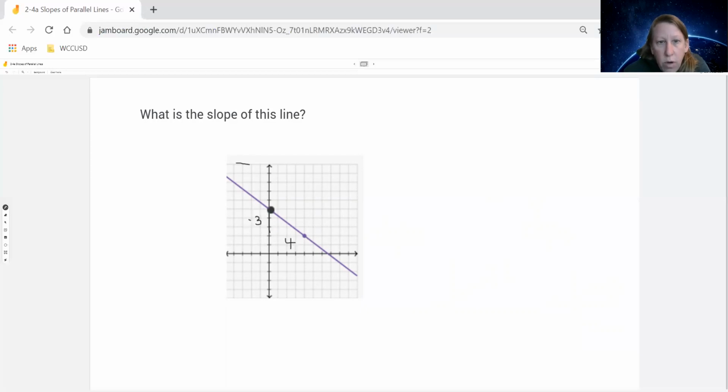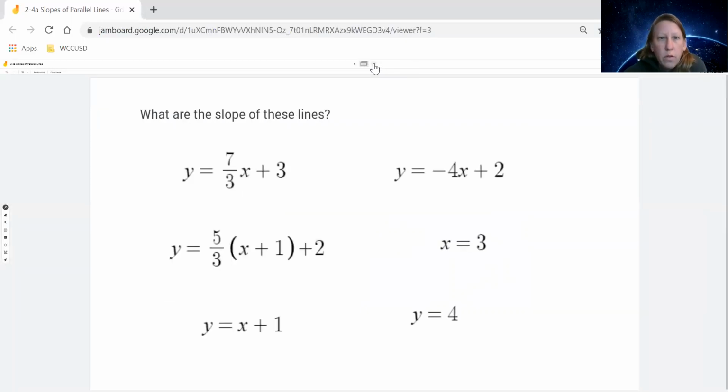So the change in the y values is 3. The change in the x values is 4. So the slope of this line is negative 3 over 4. What are the slopes of these lines? So now I didn't give you the graph, I just gave you equations.